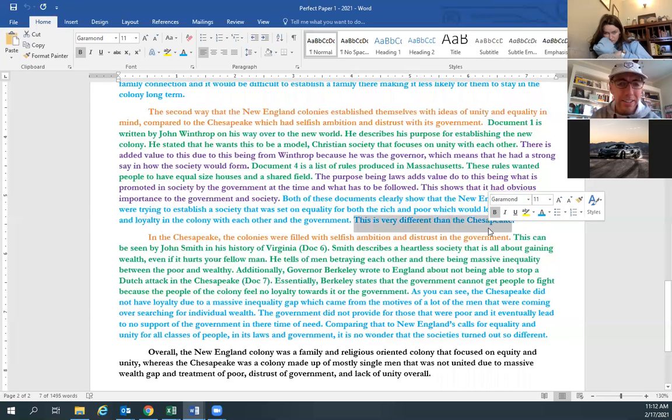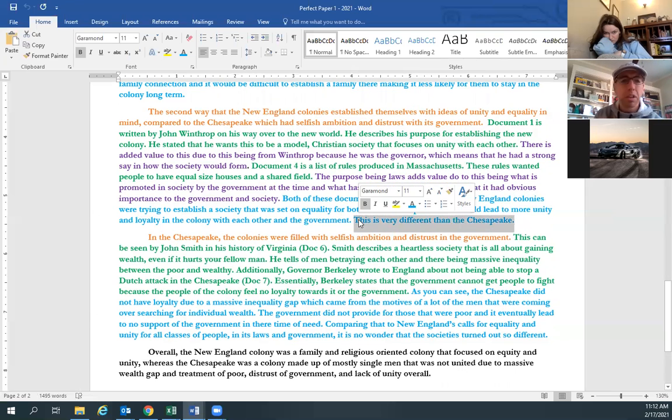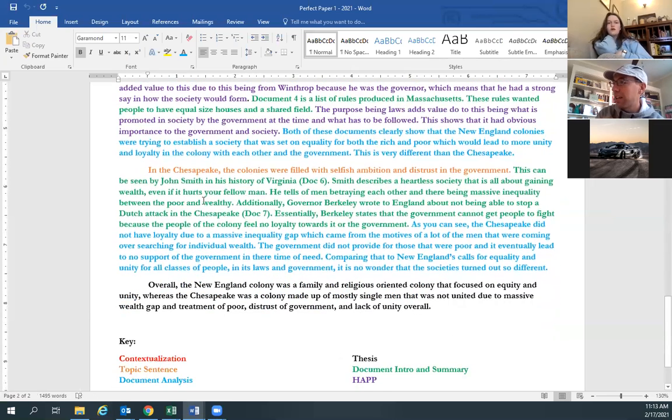I don't do any analysis yet on the Chesapeake because I haven't introduced the documents. A lot of you guys did this part. You said, this is not what the Chesapeake was like. But you never actually went back and you never told me what the Chesapeake was like. It was kind of like just leaving me in suspense. So then I come down here, my last paragraph, I say, document 6, basically it's a hellhole. Document 7, there's no loyalty.